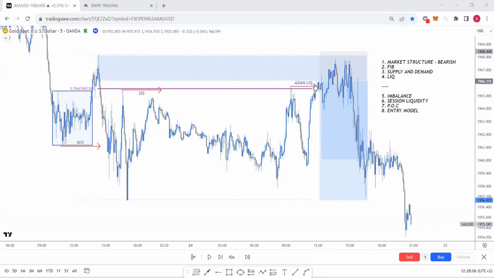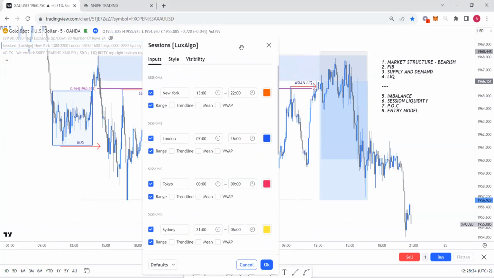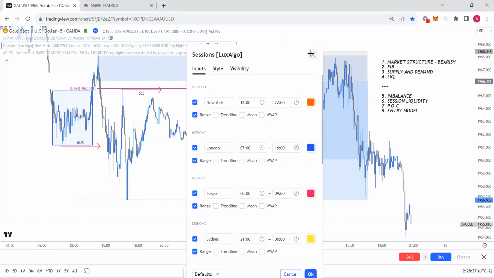You have the indicator name on session start and ending. I'm not sure what you mean with that. Session indicator is called sessions. Sessions by Luxalgo. So you have the name right here, sessions by Luxalgo.